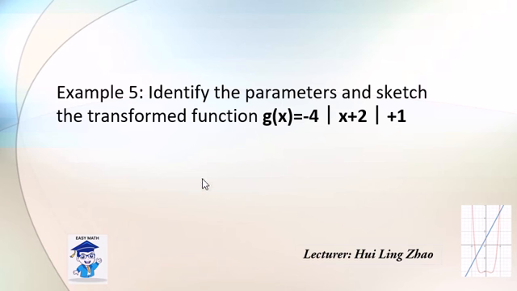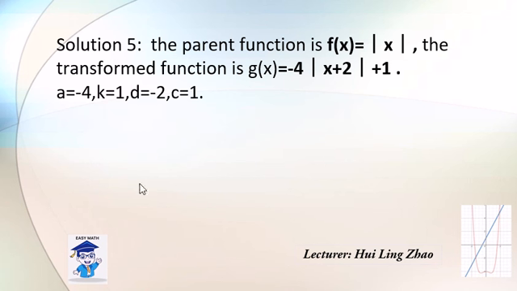Example 5. Identify the parameters and sketch the transformed function g(x) equals negative 4 times the absolute value of (x plus 2) and then plus 1. Solution. We compare the parent function and the transformed function. We can see that a is negative 4 here and k is positive 1. d is negative 2 and c is positive 1.